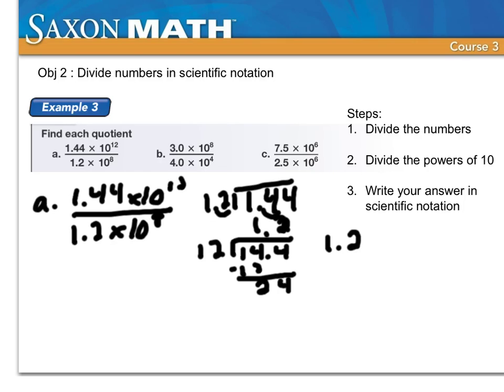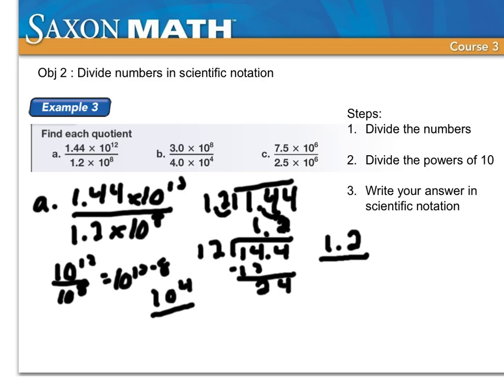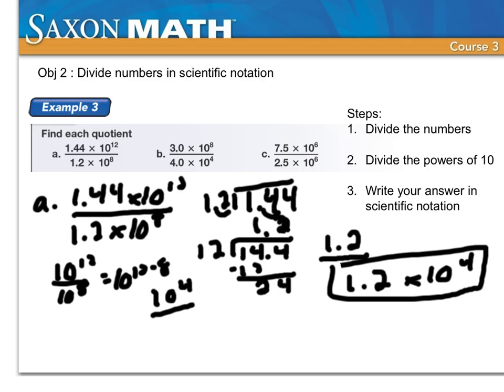Then we need to divide the powers of 10. Well, 10 to the 12th divided by 10 to the 8th. When they look like this, we subtract the exponents. So we get 10 to the 12 minus 8th power, which is 10 to the 4th. Okay, so we're going to use that number. And we're going to put those two things together to write in scientific notation. So 1.2 times 10 to the 4th power. And this is correctly written in scientific notation because the first number is between 1 and 10. So we are done with that one.